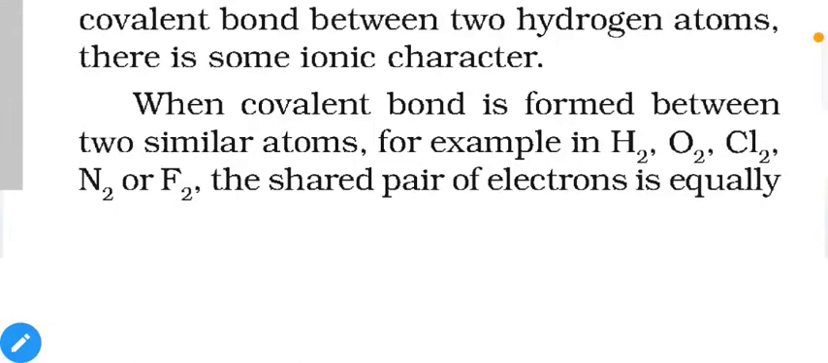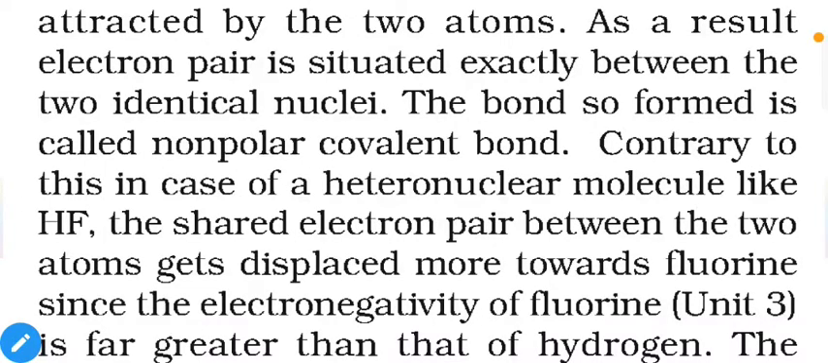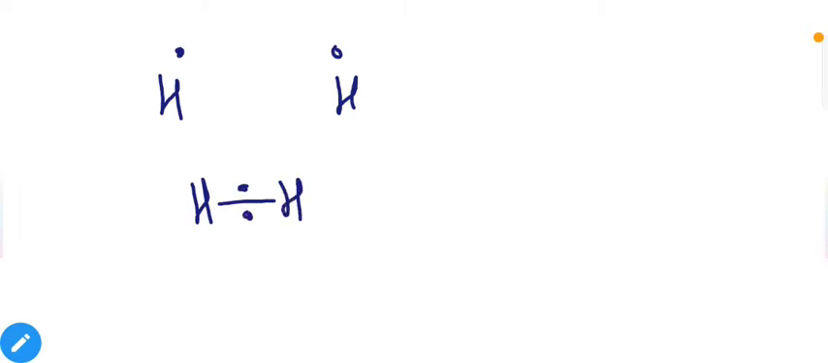So when the covalent bond is formed between two similar atoms, for example H2, O2, Cl2, N2, F2, etc., the shared pair of electrons is equally attracted by the two atoms. As a result, the electron pair is situated exactly between the two identical nuclei. Suppose we have a hydrogen having one single electron and a second hydrogen having another single electron. When these hydrogens form a bond with each other, they will share one electron of each.